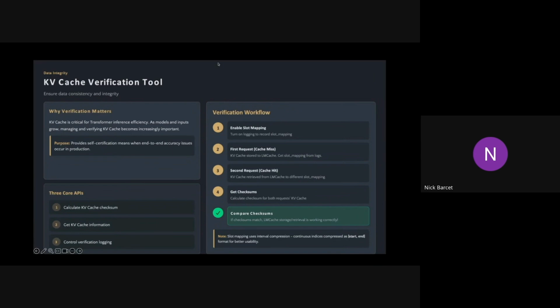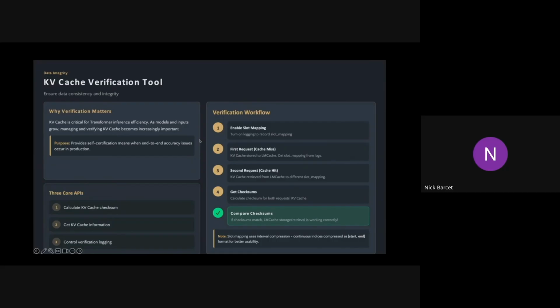The verification workflow has 5 steps. Step 1. Enable the slot mapping recording switch. Step 2. Send the first inference request, which is a cache miss. KV-Cache is stored to MCache from the GPU KV-Cache corresponding to the given slot mapping. Obtain the slot mapping from logs. Step 3. Send the second inference request, which is a cache hit. KV-Cache is retrieved from MCache and transferred to the GPU KV-Cache at a different slot mapping.